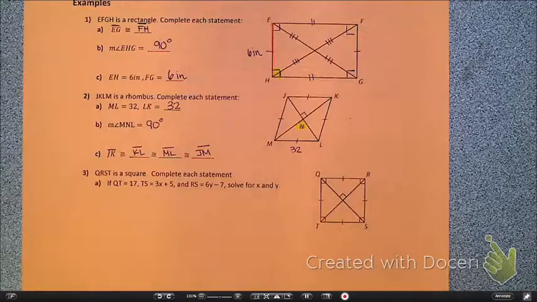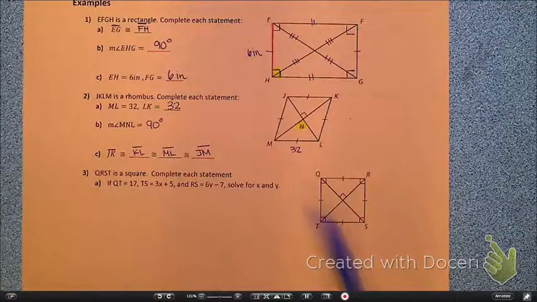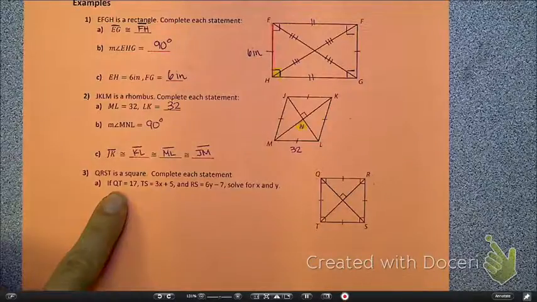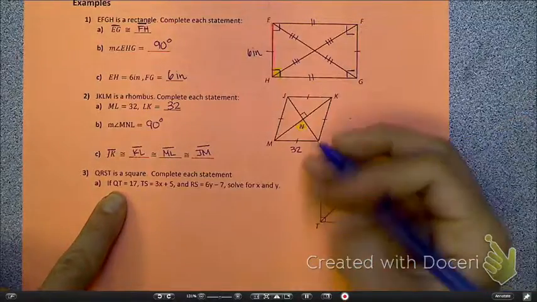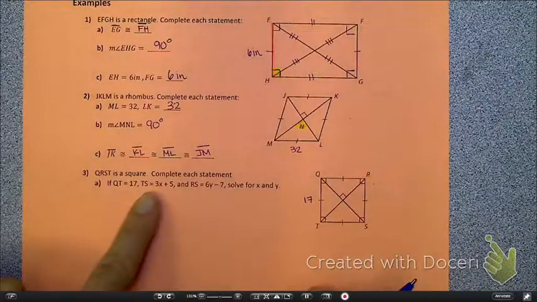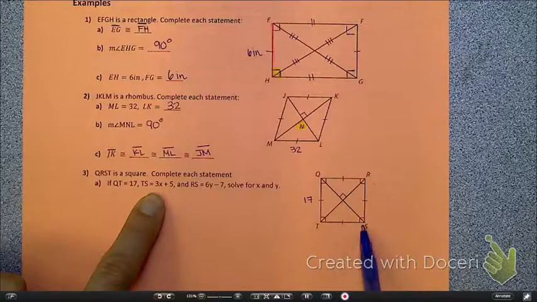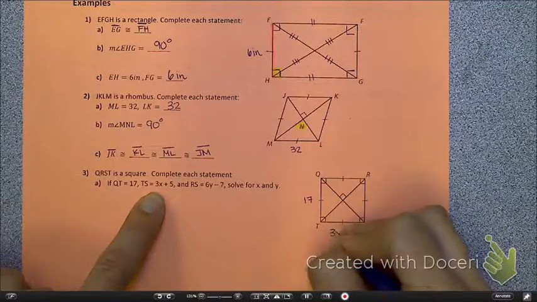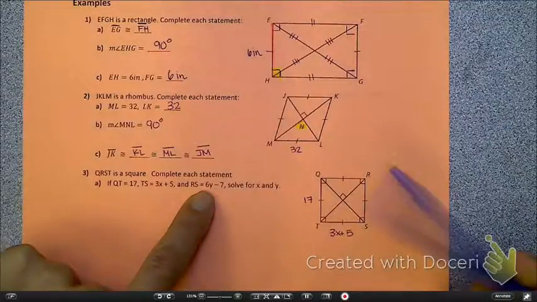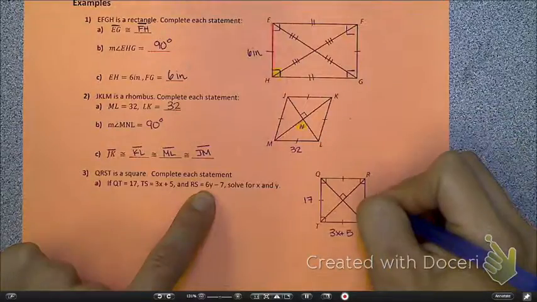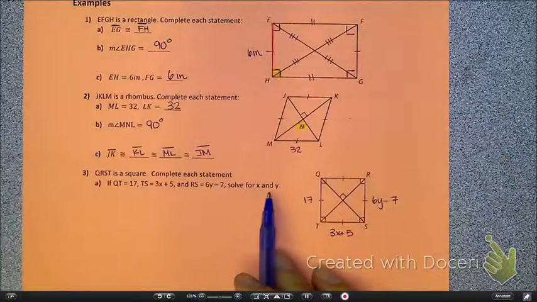Okay, so next let's look at example 3. It says QRST is a square. That's QRST. That's this shape right here. Complete each statement. Okay, it's giving us some information. It says QT, this side, is 17. TS, well, TS is over here, so that side is 3x plus 5. And then it says RS, which is this side here, is 6y minus 7. It wants me to solve for x and y.